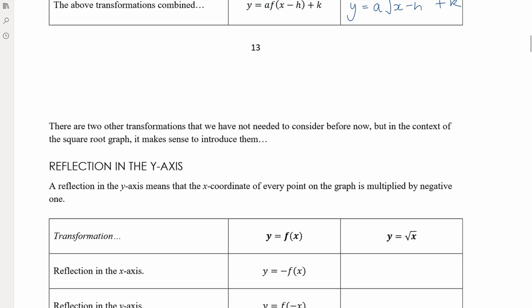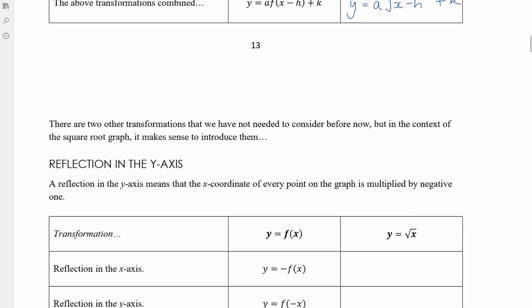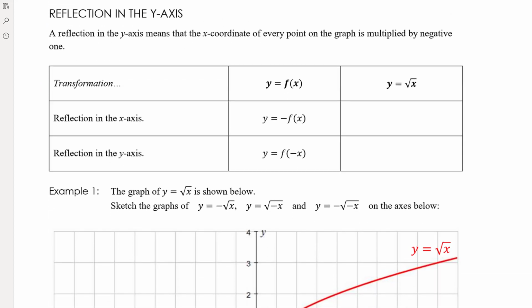So the first thing we want to think about is reflection in the y-axis. As I said, we are already familiar with reflection in the x-axis. It is when we have negative f of x. So for our square root graph, that is negative square root of x. Reflecting in the y-axis is when the x part of the function is made negative, not the whole function as in the x-axis reflection, which makes sense given that what's happening if we're reflecting in the y-axis is that we're making the x coordinates negative.